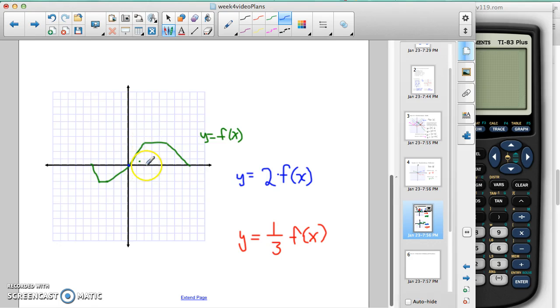I'm going to take a look at this y value here. This y value here is 1, 2, 3. So it's going to go up to 6, 4, 5, 6 because it's multiplied by 2. So its y value is, instead of being at 3, it'll be at 6.